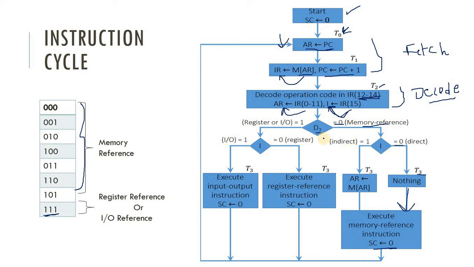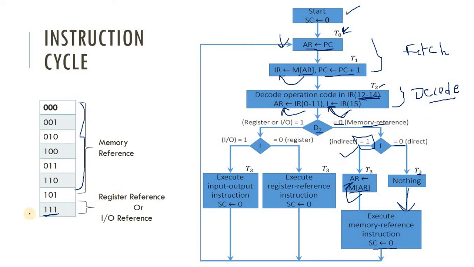Now the second option is if your indirect bit is not 0 but 1. So what happens now is that the addressing method used is indirect addressing. Because it is an indirect addressing method, we have to find the effective memory address. So we'll store the memory address to the address register, and then we'll execute the memory reference instruction, and then the cycle will start again.